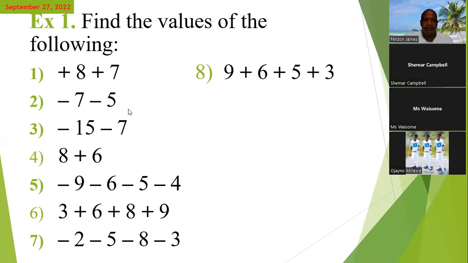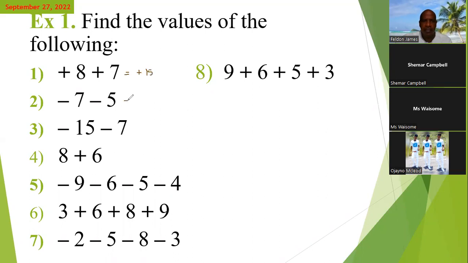Anybody finish yet? Can somebody give me the answer to the first question? What's the answer for this one? Positive 15, sir. Positive 15. Yeah.